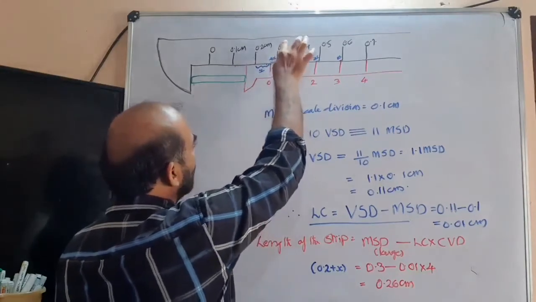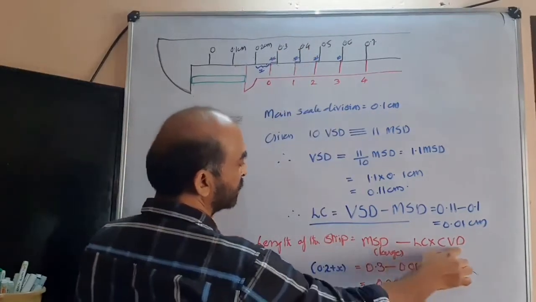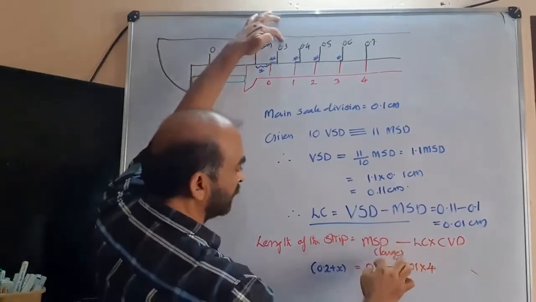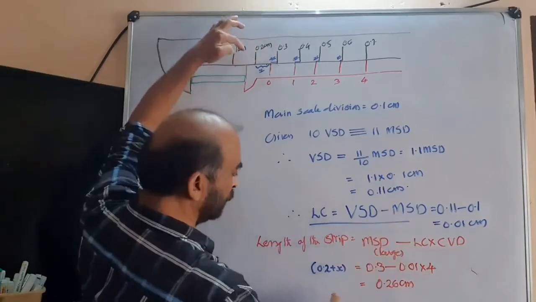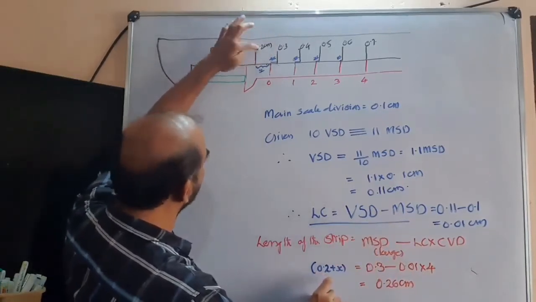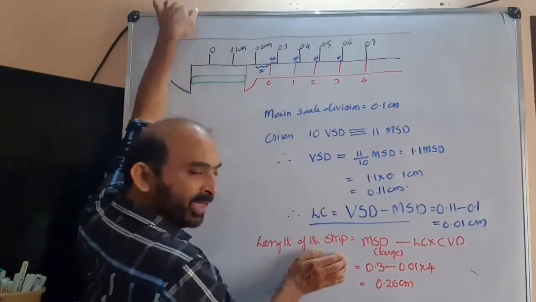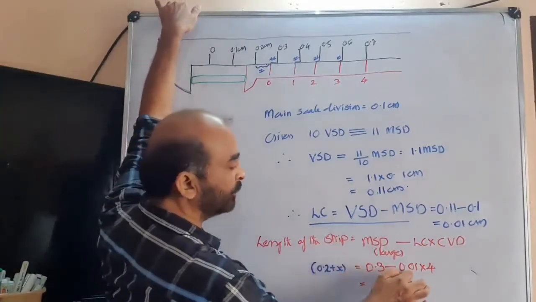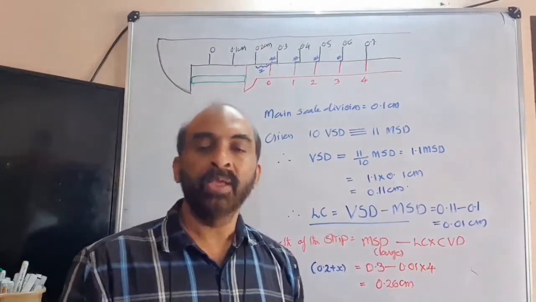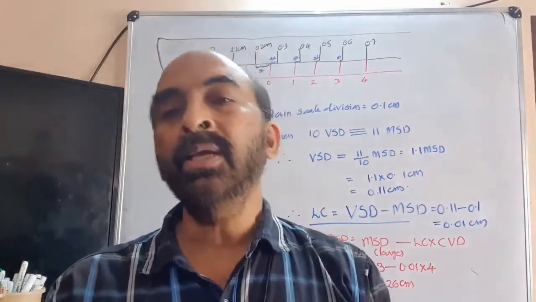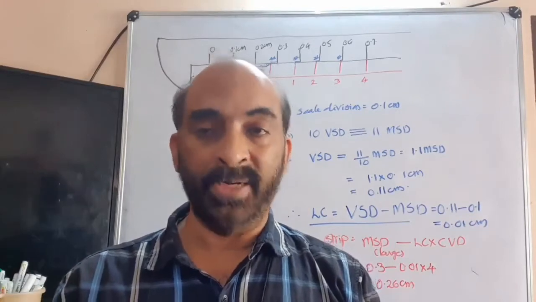So we have to subtract this value from 0.3. That itself is MSD large minus LC into CVD, the coinciding vernier division. 0.3 minus 4 into 0.01 gives you the exact value of 0.2 plus x. Actually, the length to be measured is 0.2 plus x. So 0.2 plus x will be 0.3 minus 0.01 into 4, equal to 0.26 centimeter. Okay, now we understood how we get the corrected length using a retrograde vernier calipers.